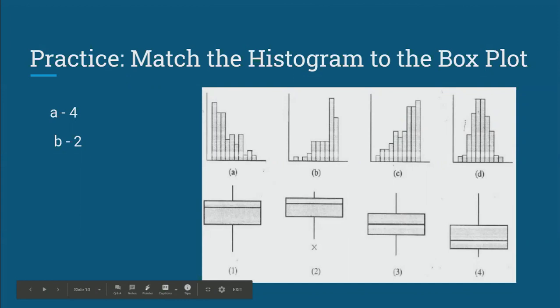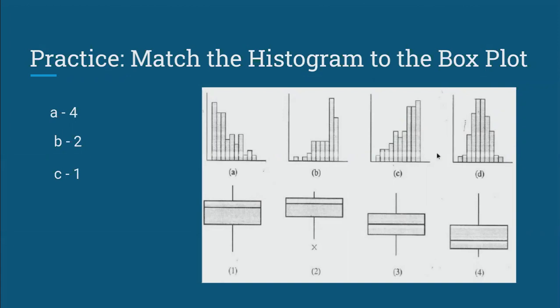I think it's 3. No, I'm lying. I think it's 1. If it is left skewed, the lower or left whisker is longer than the upper or right whisker, and Q2 is closer to Q3. So yes, the median of the data is closer to the upper quartile marker. So yep, C is 1, and then that only leaves 3 to match with D.